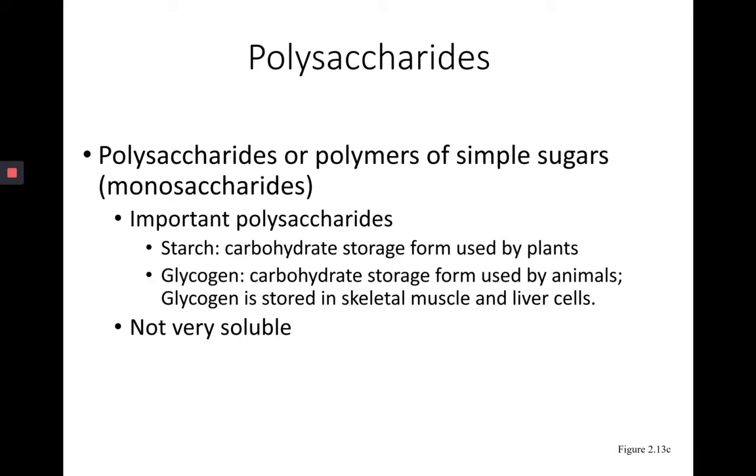We actually store glycogen in our skeletal muscle and our liver cells, and it's not very soluble. While in certain rare circumstances a monosaccharide may be able to go through a cell membrane, and disaccharides cannot, polysaccharides would never go through a cell membrane or a tissue. They are very large structures and would need to be stored in certain locations.